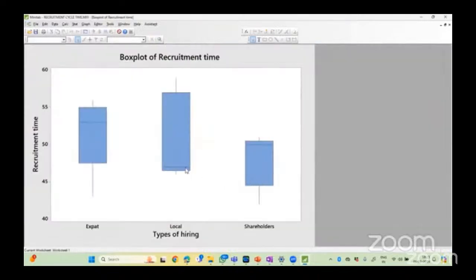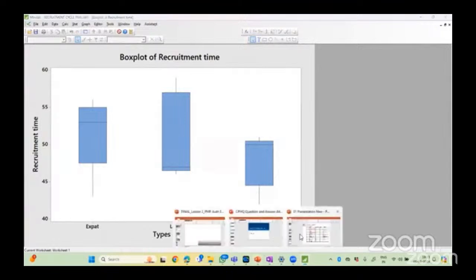Well, there's no clear distinction between the three. The variation is almost the same. You have expats being hired between 42 to 56 days, locals are also 45 to 66 days, and shareholders also. So there is not much difference. So I would say that it is not the root cause. So I have got the root causes.